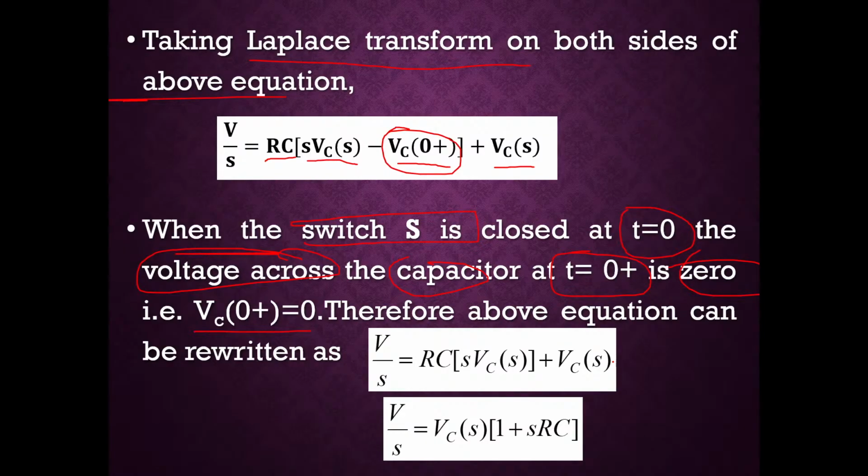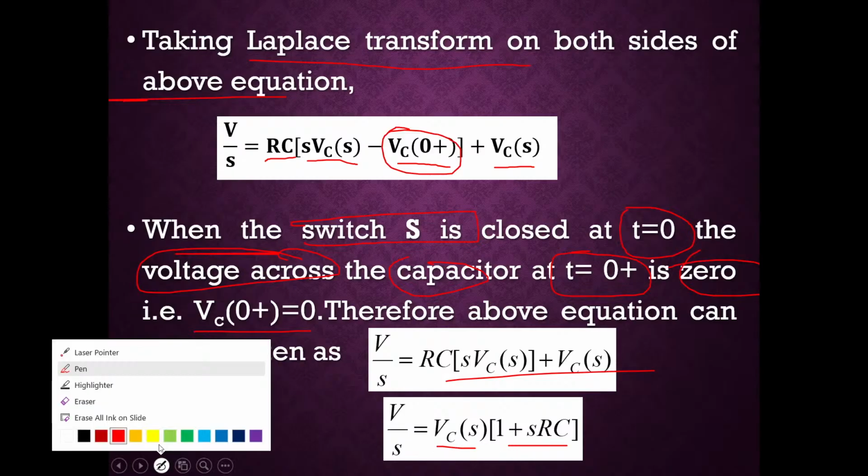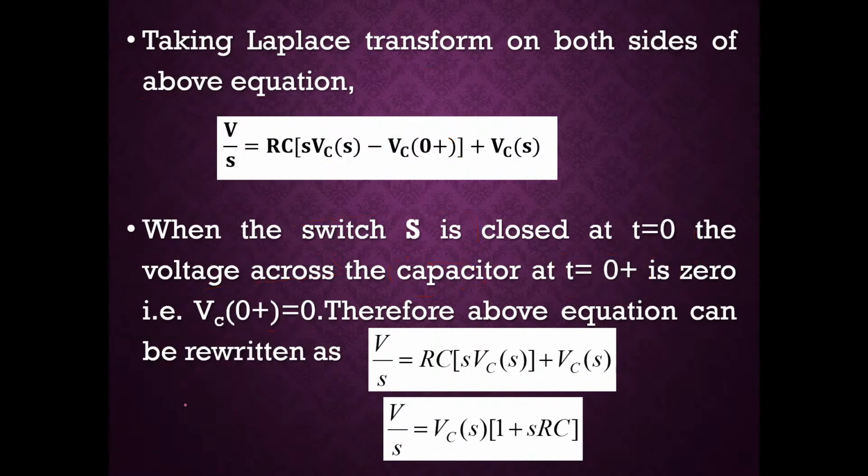In that, you can take Vc of S common. If you take Vc of S common in this equation, you will get Vc of S into 1 plus S RC. So V by S is equal to Vc of S into 1 plus S RC. You can write it down if you are copying it down.